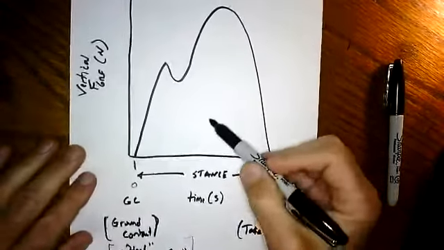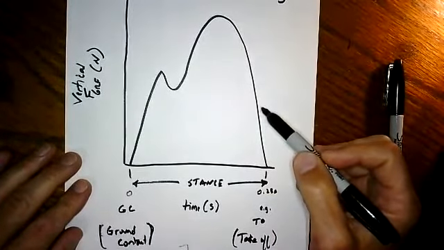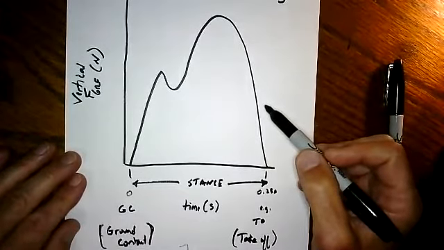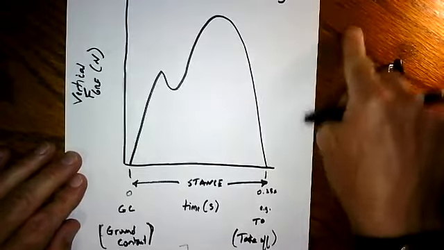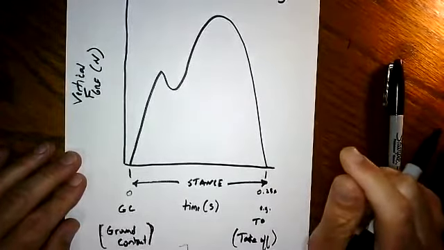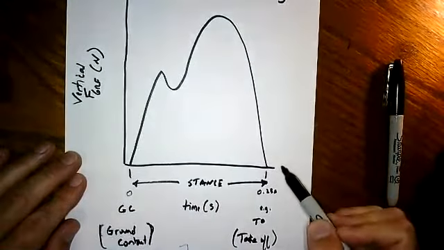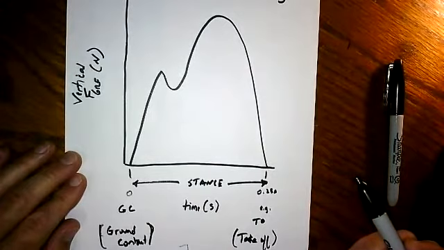This curve is probably most typical for a heel striker, maybe a midfoot striker, and maybe sometimes this type of ground reaction force would be seen in a person who uses a forefoot strike as well. So let's go through some of the parameters. Vertical ground reaction force on the y-axis, time on the x-axis.